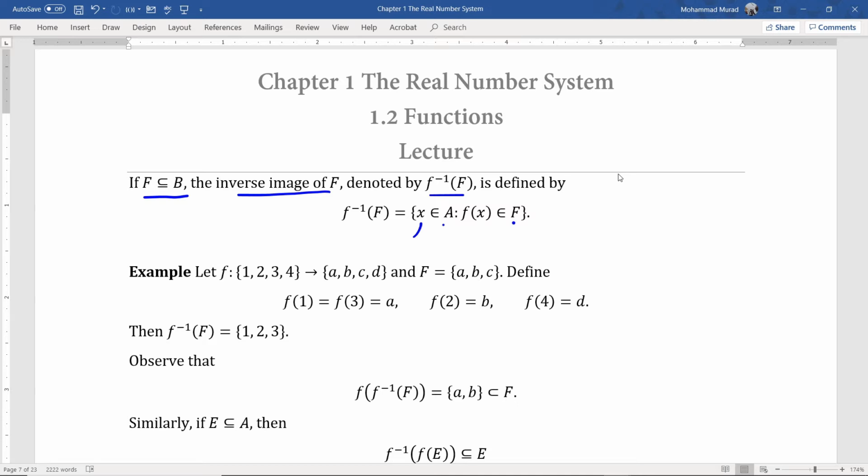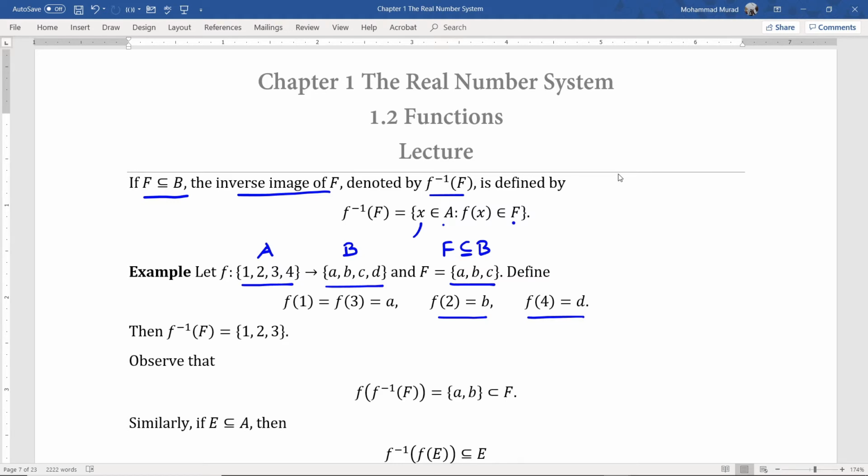For example, let f be a function from a set to another set, and F is a subset of the codomain. We may consider for the moment this is A and this is B. So F is some subset of the codomain. So we have the definition of f as follows. f at 1 is the same as f at 3, which is equal to a, and f at 2 equals b, and f at 4 equals d.